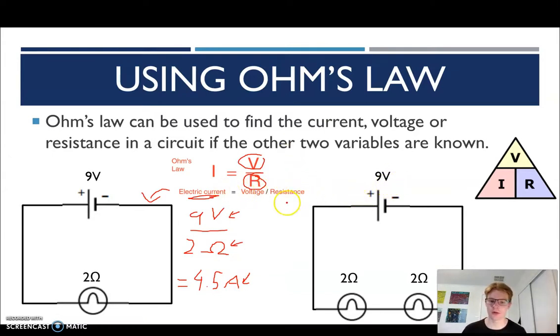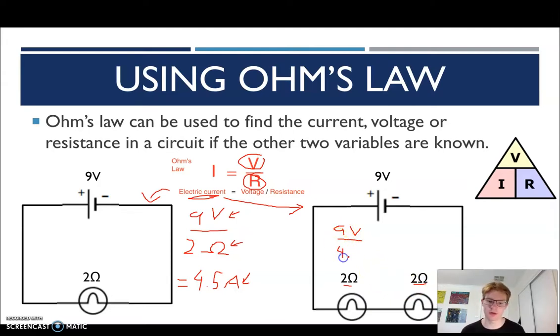Again, we want to figure out what's the current of this circuit here. So we do the same thing. We take the voltage, which is 9 volts, and we divide by the resistance. Hang on. There's 2 light bulbs here. We've got 1, 2. So what's the total resistance of the circuit? That's right, it's just 4. 2 plus 2 ohms is 4.